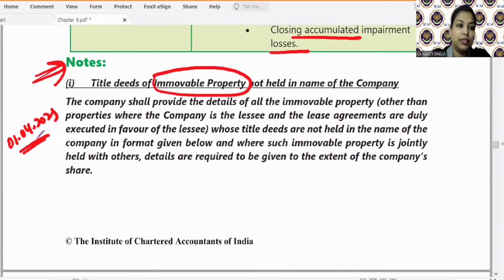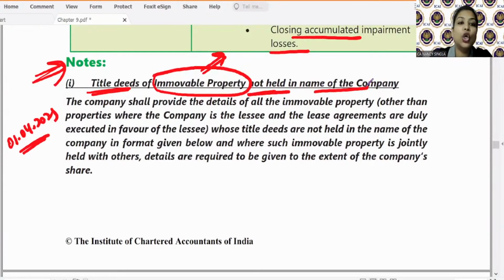So with respect to immovable property, your land, building, where the title deeds, वैसे तो देखो, title deeds of the building should be held in the name of the company, तभी तो rights assertion is established. So this point says when the title deeds of immovable property are not held in the name of the company, तो क्या करना है? ठीक है?